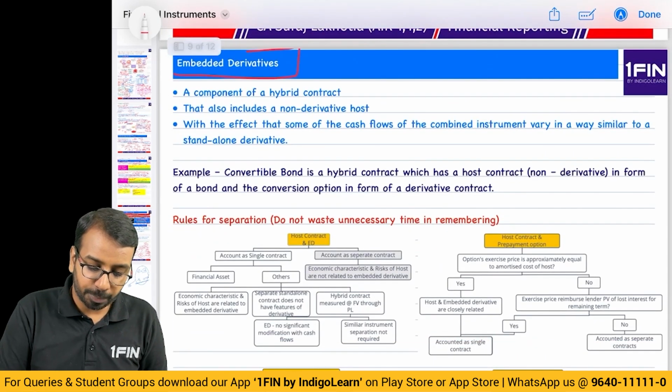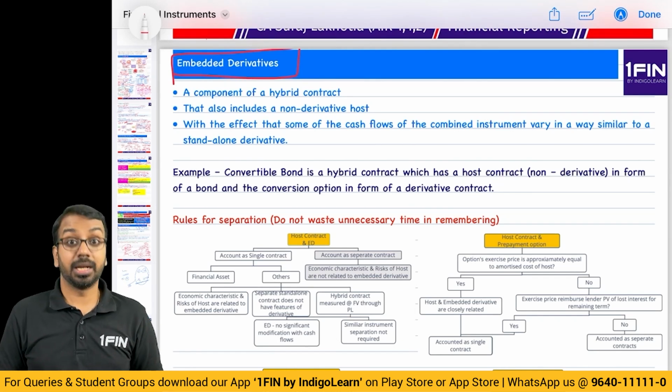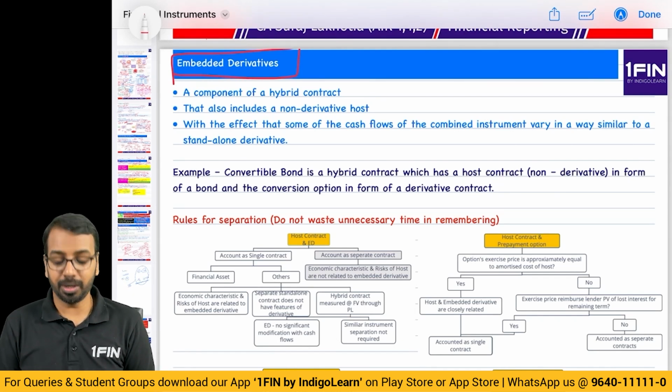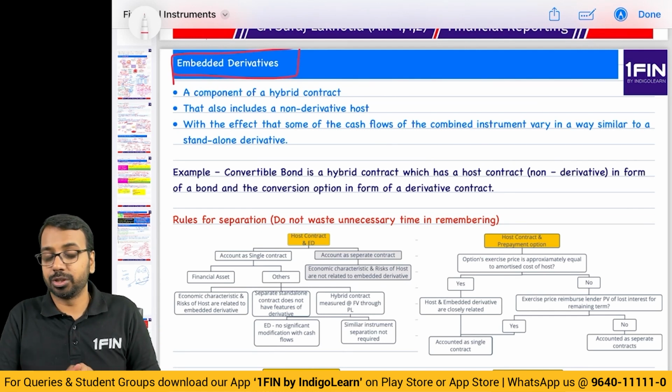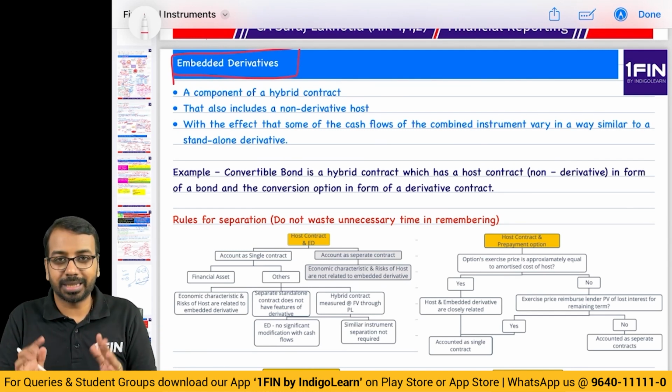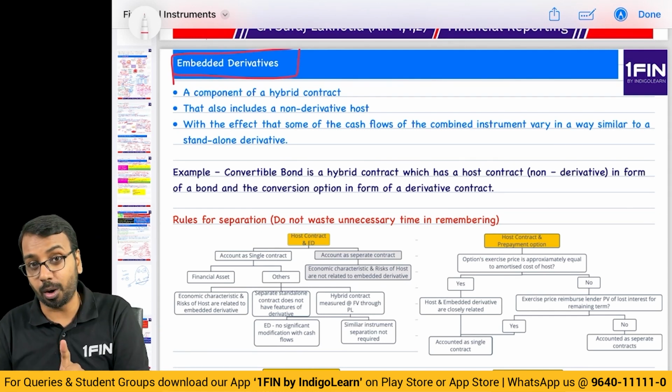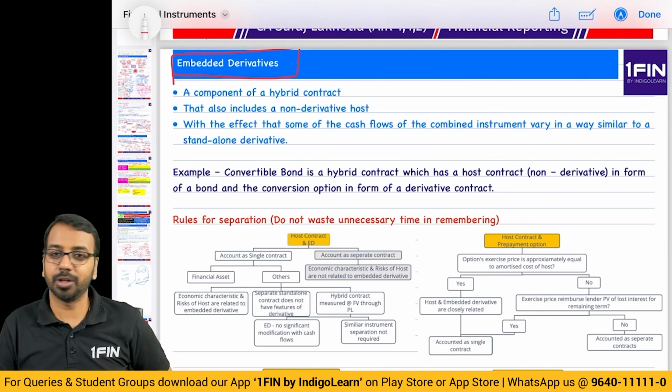Then there is a topic called embedded derivatives, which is very scary, very lengthy, with too much text and theory to be remembered. I don't want you to waste unnecessary time on this in the examination. There are only 3 or 4 things that I want you to understand, and one type of question which you need to work out so that you have the confidence for the examination.